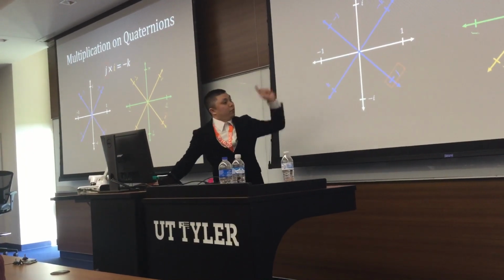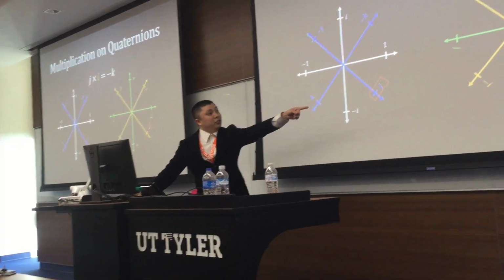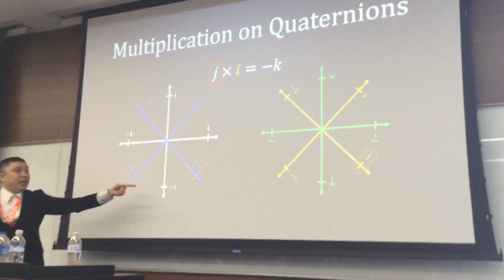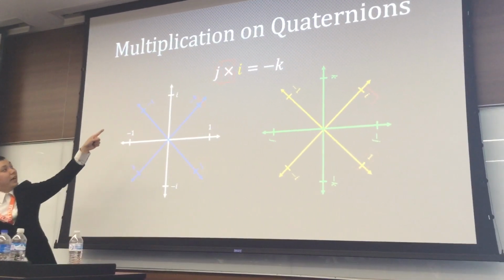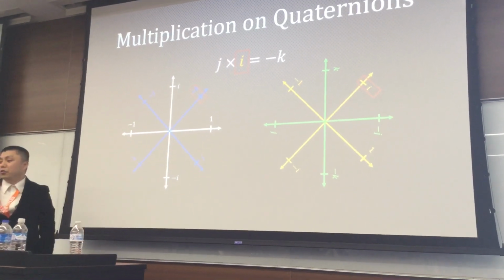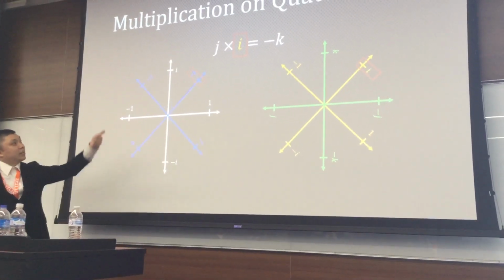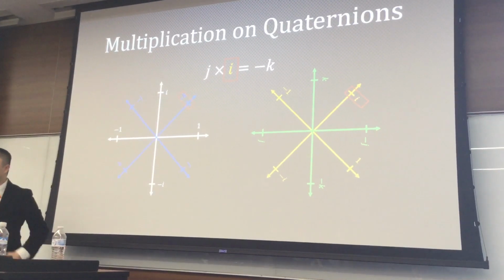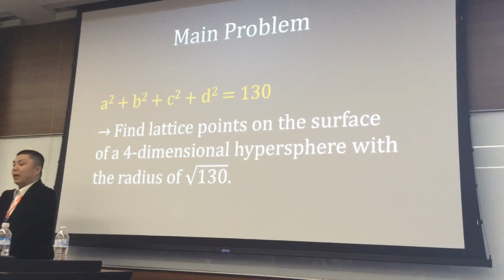So 1 in the new coordinate matches the multiplicand j, and the i in the new coordinate will match the answer, negative k. So let's go back to the main problem.